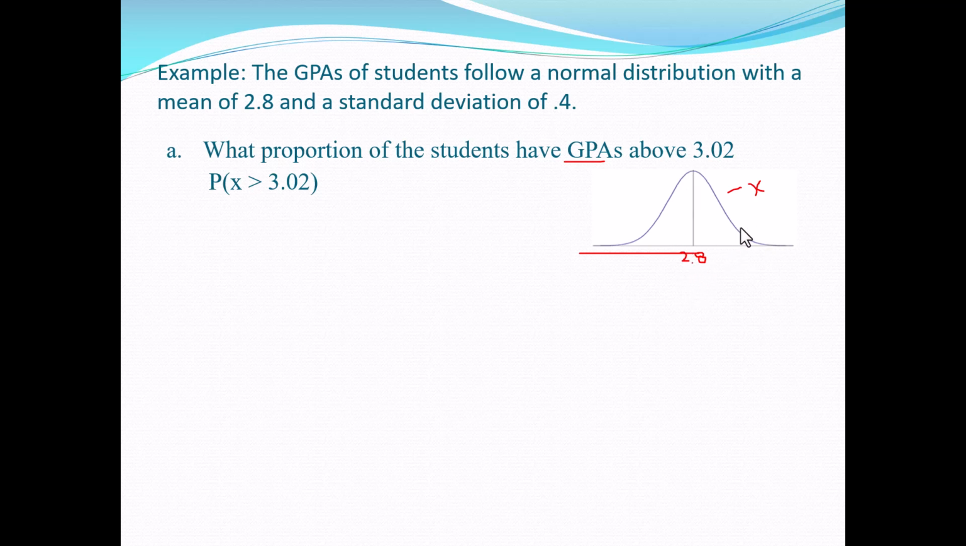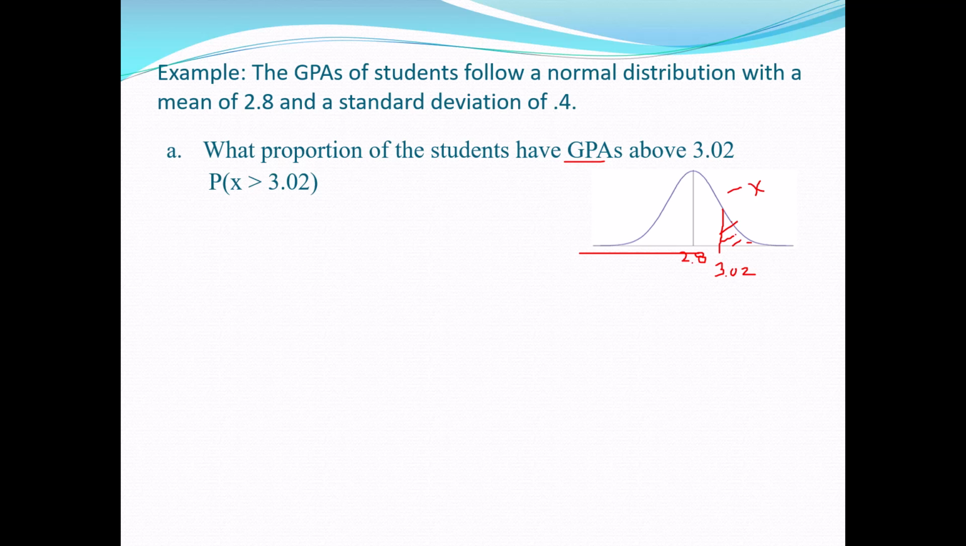And now you have to ask yourself, where's 3.02? Well, 3.02 is to the right. It's bigger than 2.8, so I'm going to draw it over here. And I want to know the proportion of students that have GPAs above, and so I'm going to shade out here.